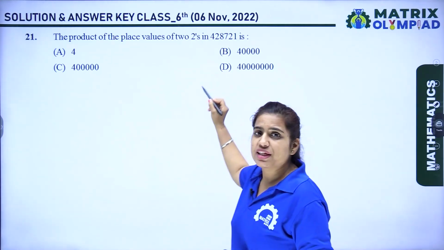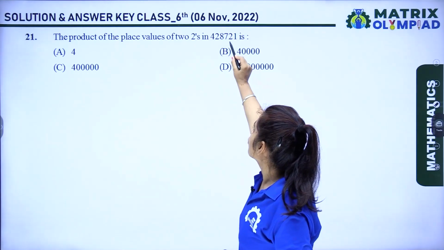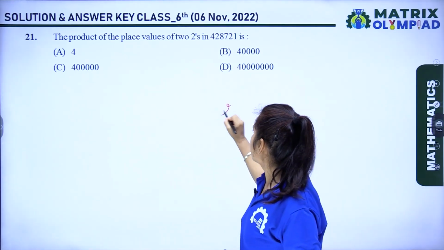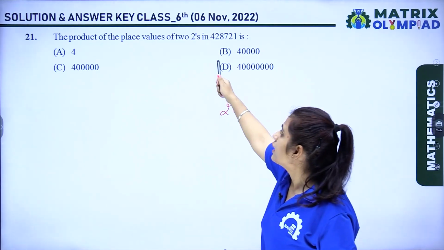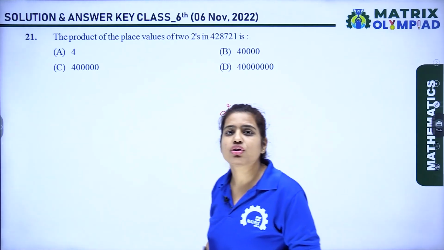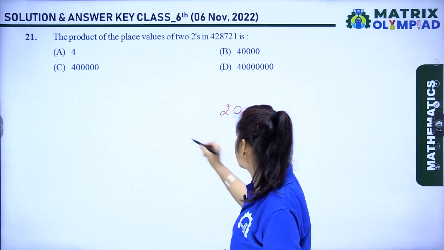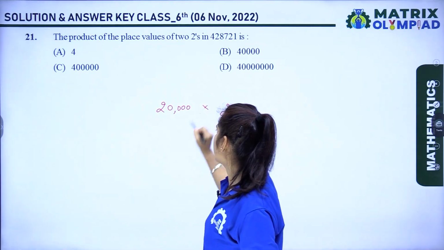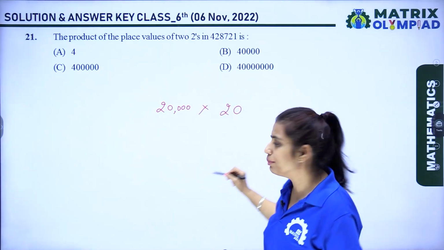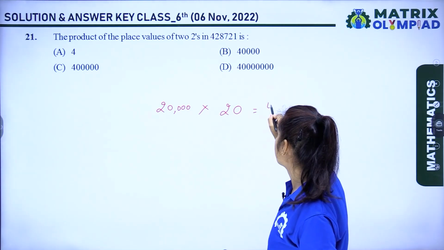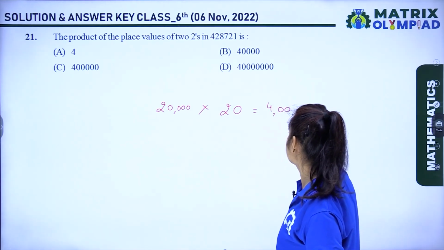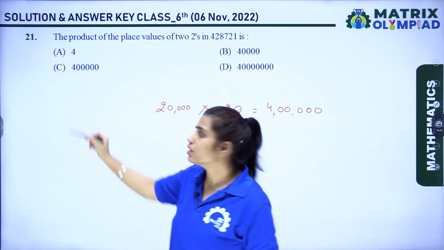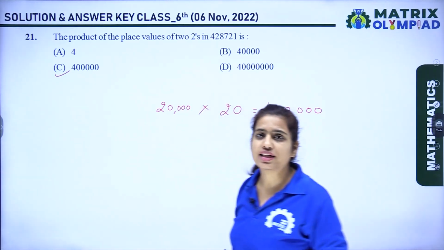Let's write down the place values of these two 2s. So the first 2 is on the tens place, so the place value of the first 2 is 20, and the place value of the next 2, which is on the ten thousands place, is 20,000. So here we have to find the product of these two numbers. Now the product of these two numbers is 4 lakh. So according to the options, we can say that option C is the correct answer.